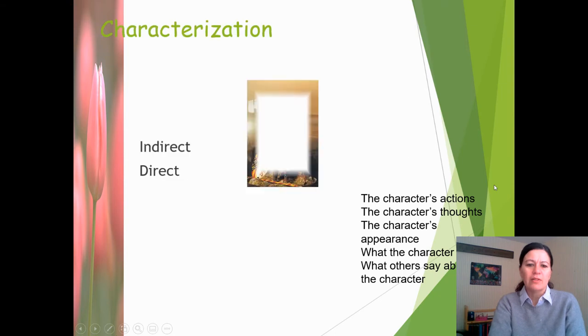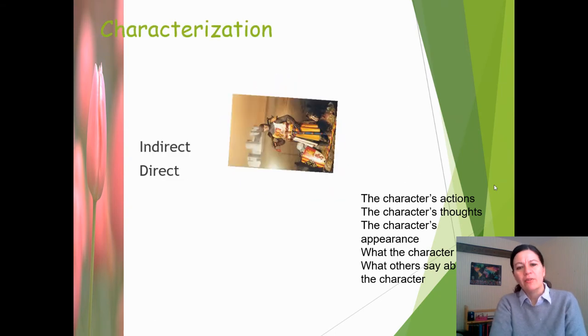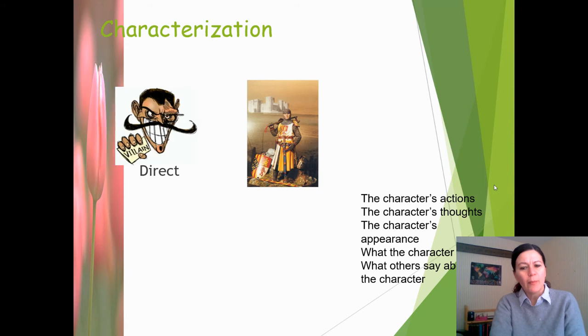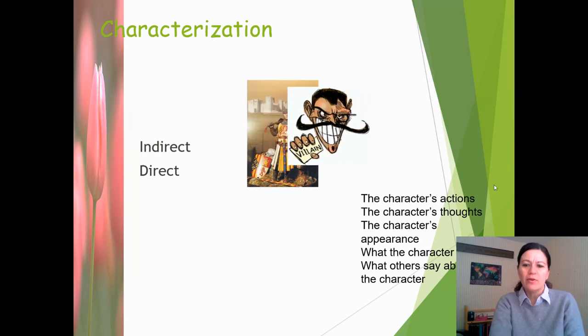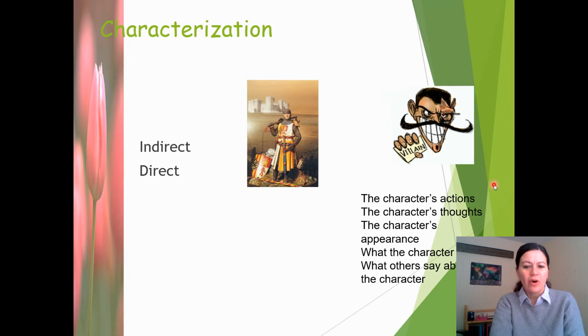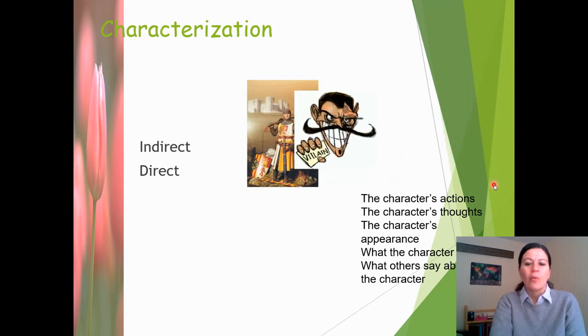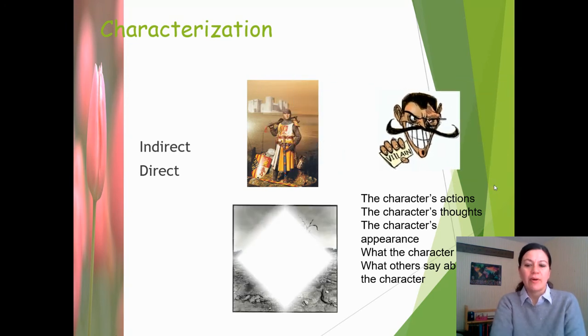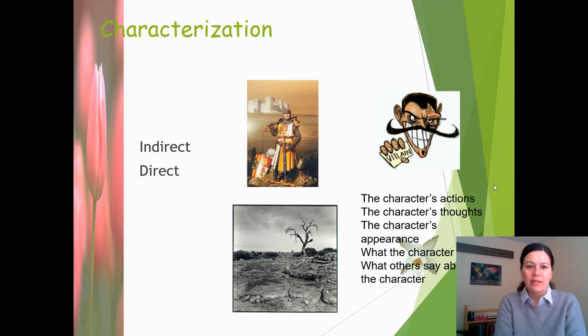So the first thing we look at is characterization. And through characterization, we really learn about our characters, and we learn this from their actions, their thoughts, their appearance, what other characters say about them, and also what they say, their direct dialogue. These types of things help us to understand our character's personality and define them. It comes in two ways. One is indirect, and one is direct.